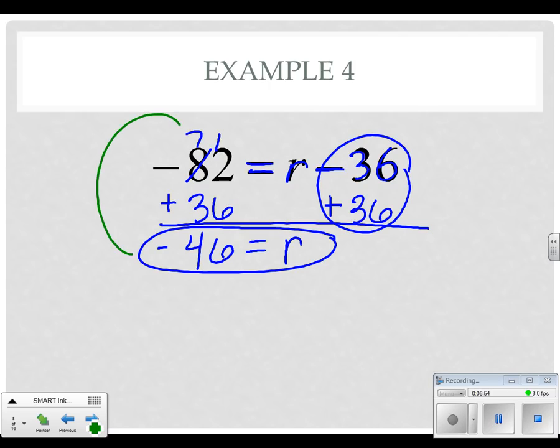Plug it into the original. So we have negative 82 equals negative 46 minus 36. If I make this an addition problem, I get negative 82. It's the same on both sides, so this is correct.